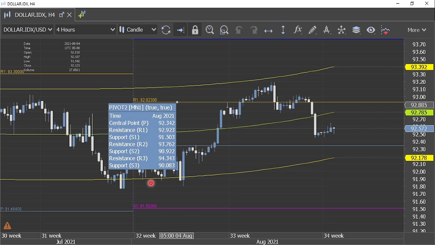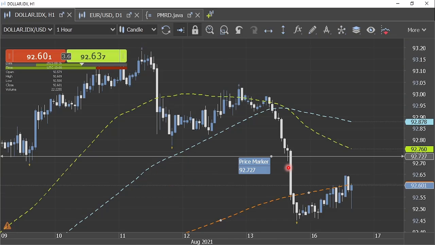Below that, I think the price range works out closer to 91.8 if we were to look at it closely. So we have this possibility of the dollar index continuing to move lower, and we can count on the formation of lower highs and lower lows in the short term.